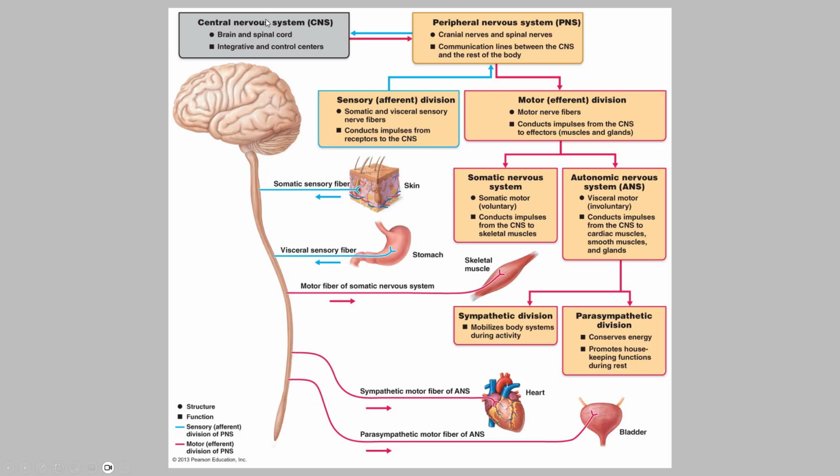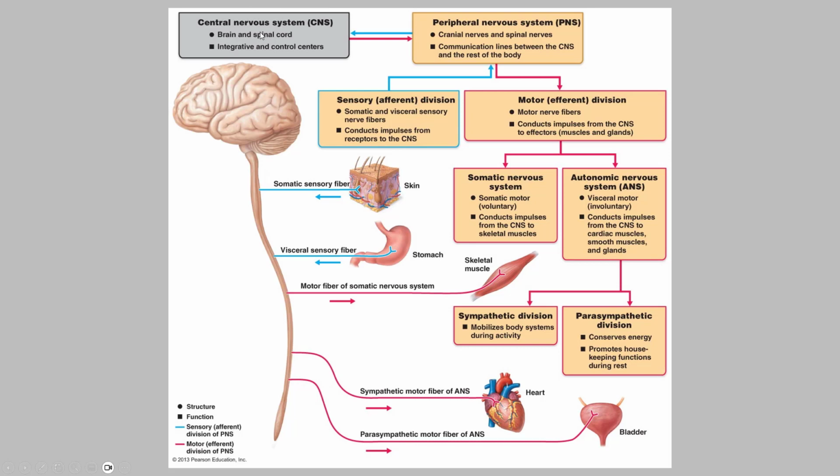Now normally we will see CNS for the central nervous system. And over here, we see PNS for the peripheral nervous system. Let's not use PNS for peripheral nervous system. We'll see why in just a minute. CNS, central nervous system, or peripheral nervous system. Let's not use PNS for that.